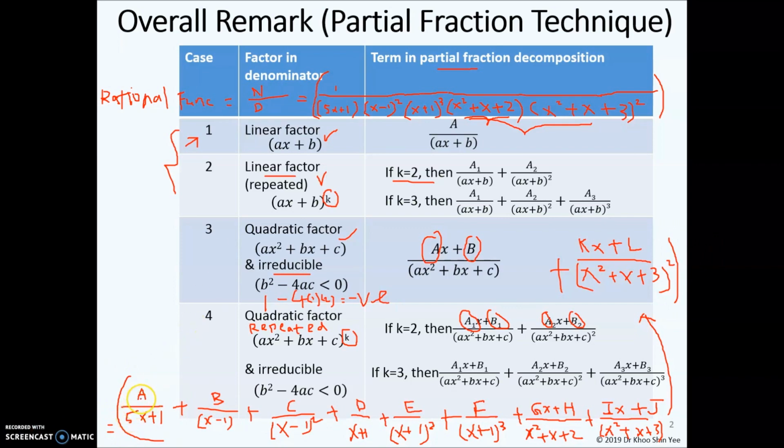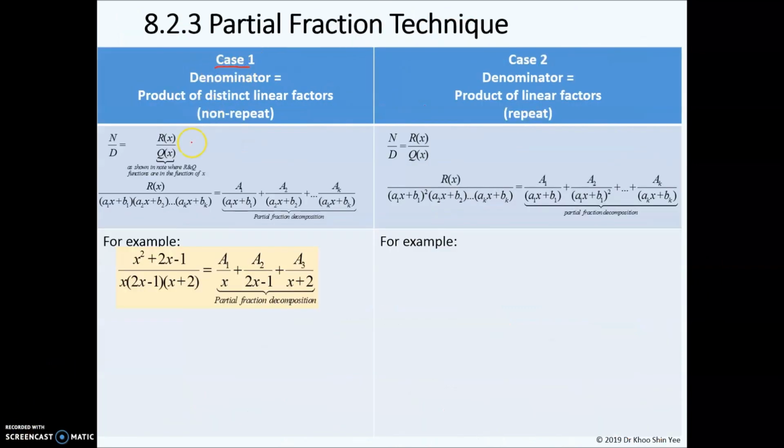Your task is to find the unknowns A to L here. And if you're able to do this, you master the skill of partial fractions. Let's start with the first case. This is the rational function: you have numerator N divided by denominator D. As we mentioned before, all of these are linear factors. If you have k linear factors, then you have to separate into 1, 2, until k terms.